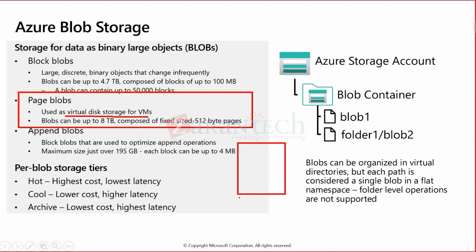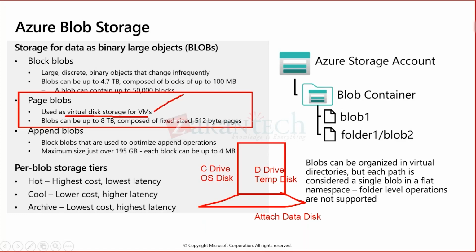Now, page blobs are for the virtual hard disk of your VM. When you create your virtual machine, like yesterday I showed you, if you remember, you have a C drive, that is your operating system disk. You have a D drive, which is your temporary disk. Or you can attach a data disk, right? These are all your page blobs. So a page blob can be up to a maximum of 8 TB in size, and every page is a fixed 512 bytes.